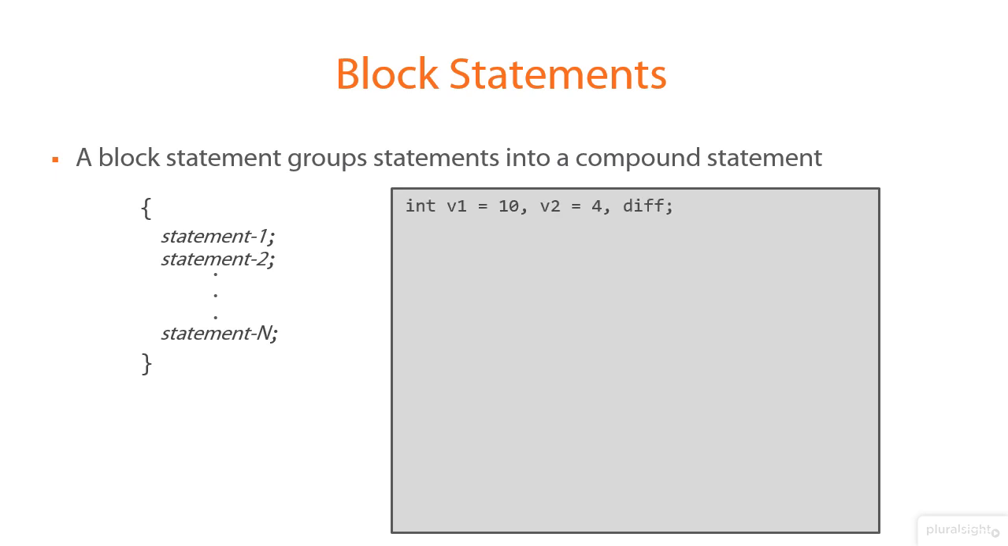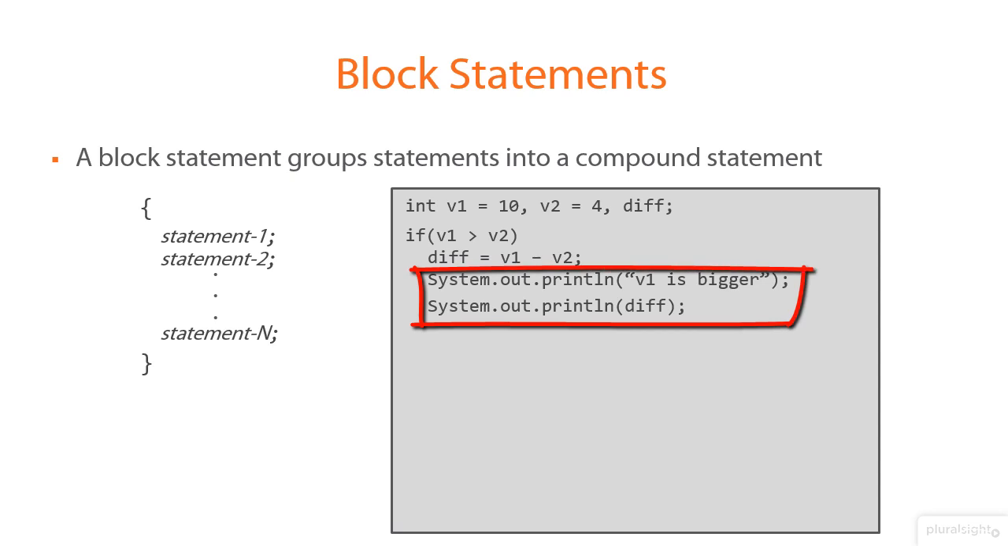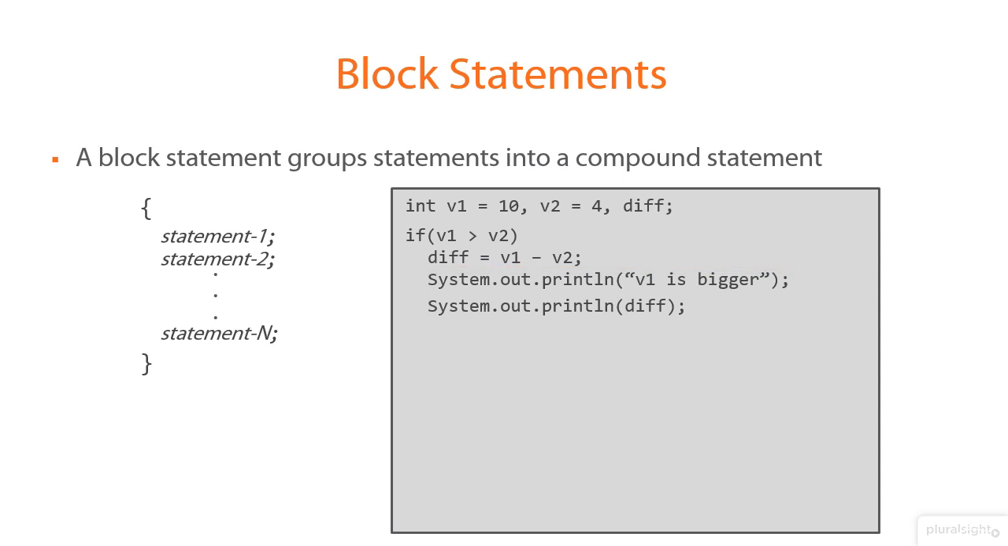I have some code set up here where I've got v1 equal 10, v2 equal 4, and a variable diff. And I say if v1 is greater than v2, diff equals v1 minus v2, print out v1 is bigger, and then diff. The way this code is currently written, the assignment of diff equals v1 minus v2 is conditional on whether v1 is greater than v2. But the two print statements there, v1 is bigger and diff, will print every time because only the single statement of the assignment of diff is tied to the condition.